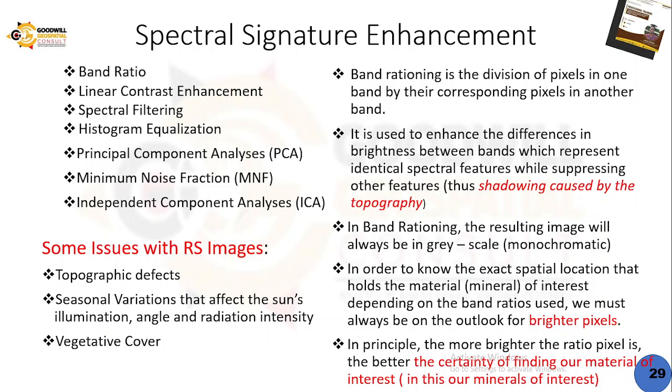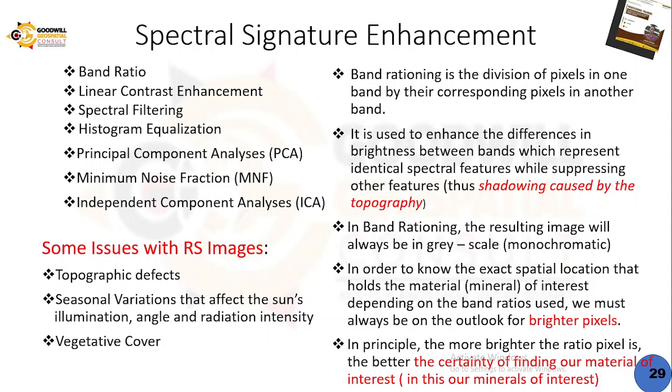So one of the materials tends to stand out spectrally. That's what we mean by enhancement. In band ratioing, the resulting image will always be in gray scale, that's monochromatic. In order to know the exact spatial location that holds the material of interest, depending on the band ratio, we must always be on the lookout for bright pixels.